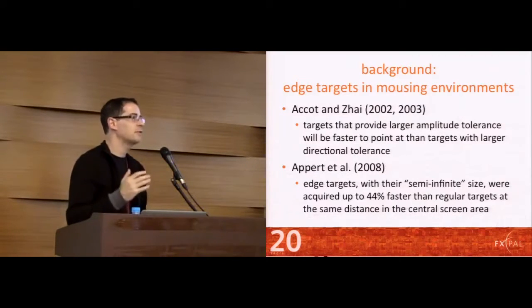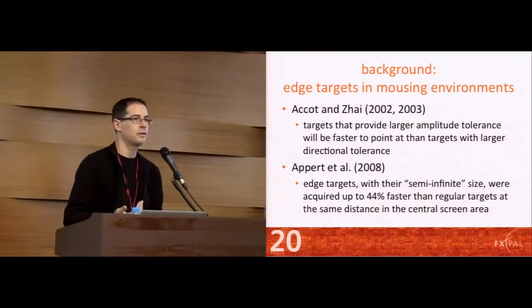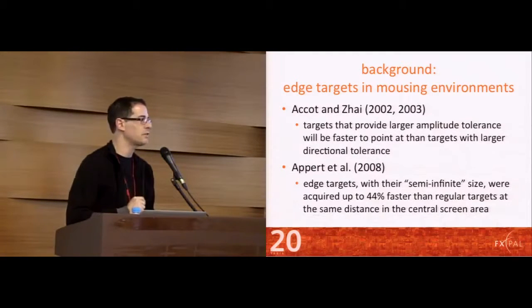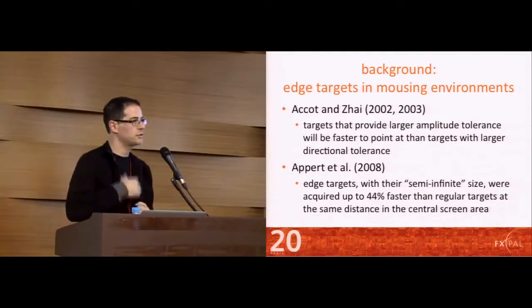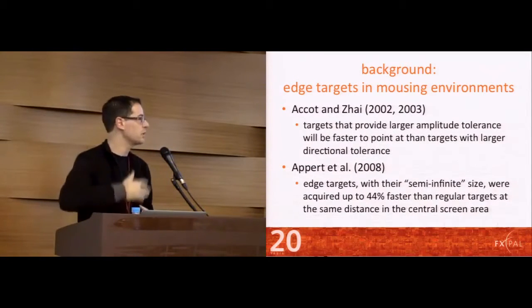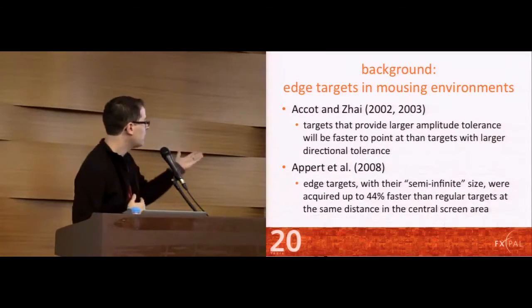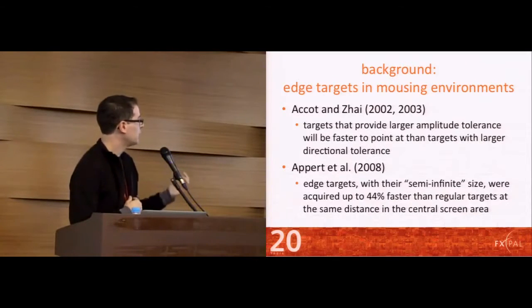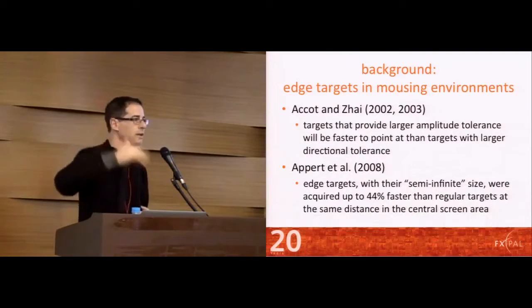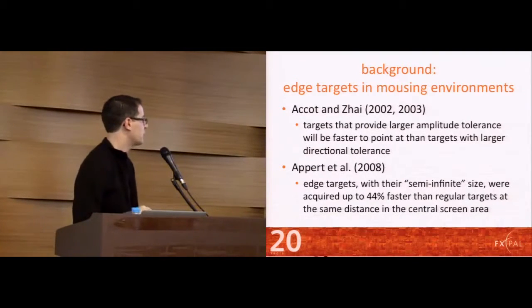So a bit of background. There's been a lot of research on human performance in desktop mousing environments, and a lot of work also specifically about the benefit of edge targets. Because what we know is that if there's a target along the edge, it allows us to do this very gross motion, or in the words of affordances, offer a lot of amplitude tolerance. We can just move the mouse quickly or the pointer quickly, and we'll stop at the edge of the screen.